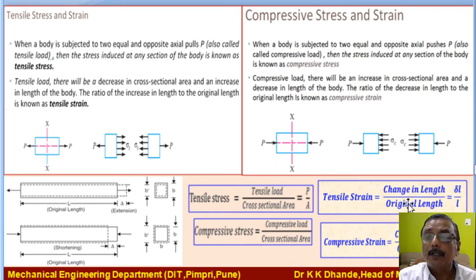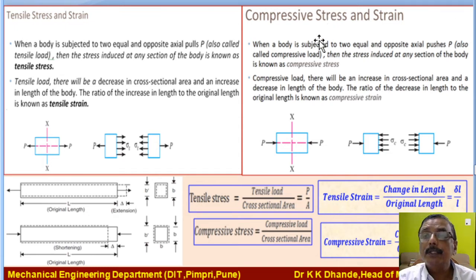And tensile strain is change in length upon original length, but particularly we may say that in the tensile strain, due to the tensile load, there is a change in length, an increase in length. So the definition becomes, tensile strain is defined as the ratio of increase in length to original length, delta L upon L. In that case, delta L is equal to increase in length, and L is called the original length.